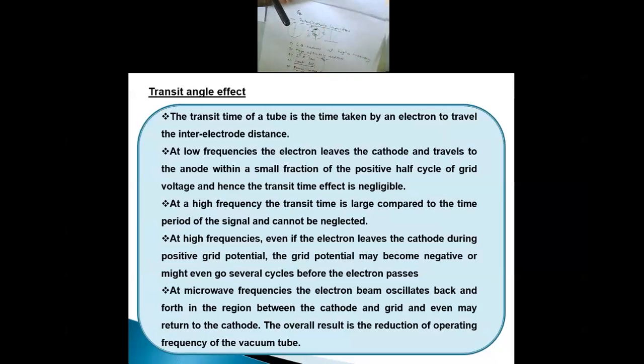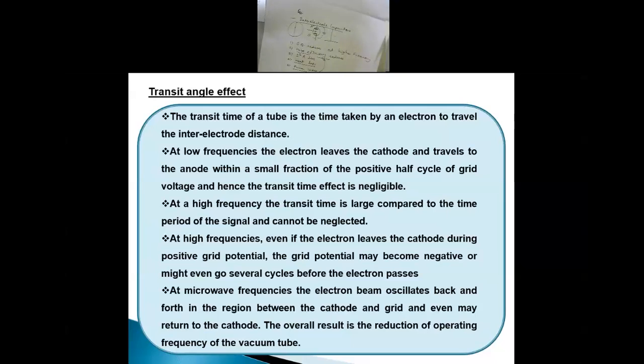Generally the electron is moving, and we are providing the signal, and if you compare the signal period with this transit time, the signal period is large at low frequencies. At high frequencies the signal period will be low. There is a difference between the signal period at a high frequency and at a low frequency. Because of that, at a low frequency the transit time will not affect your signal.